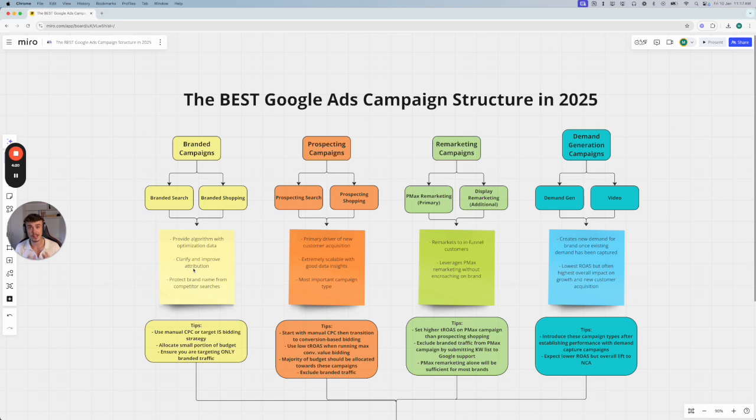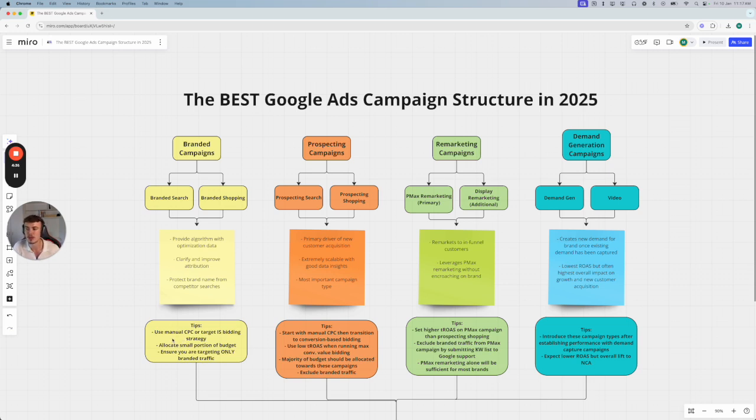So Google does give you the advantage when you're bidding on your own keywords, and you need to take advantage of that and really make the most of it. Otherwise, you're simply allowing your competitors to steal your customers. No, not good, right? Here are some tips for running your branded campaigns.